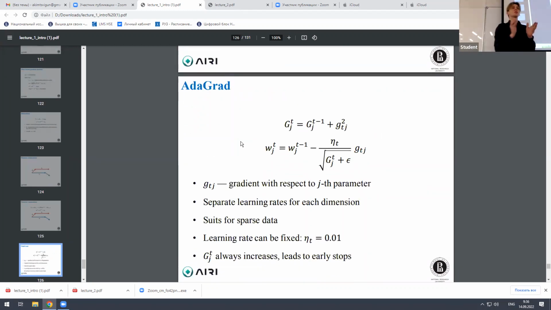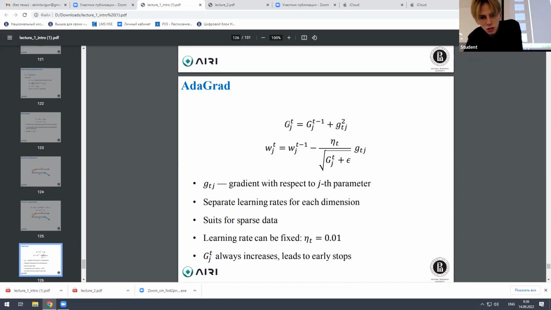And the second group of methods are the ones which optimize the learning step, the learning rate, and make it element-wise. So each element of our neural network will have its own learning rate. The first method in such a group is AdaGrad. The learning rate for each parameter is calculated by the following formula. So instead of just multiplying by the common learning rate for our neural network, we also divide it by this part.